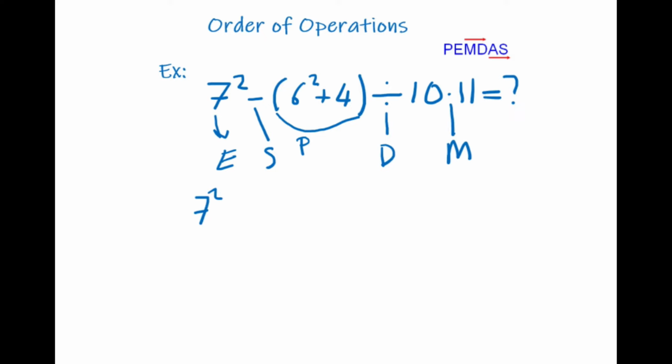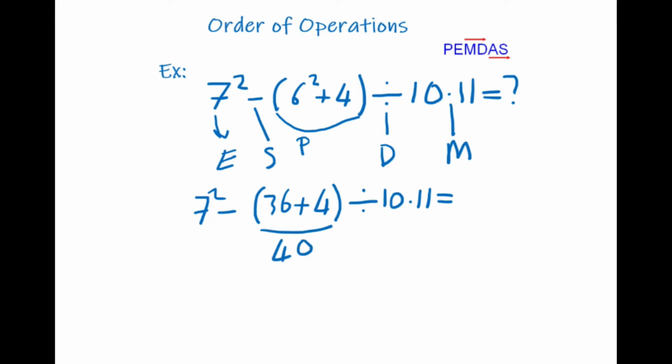I'll write the rest of the calculations as they are. So 7 square minus 6 square is what? 36 plus 4, I'm closing the parentheses, divided by 10 times 11 is equal to, again, if you add 4 to 36, you're gonna have 40 here. 40 minus 7 square divided by 10 times 11. And of course, you need to do the exponent. So 7 squared is what? 49. 49 minus 40 divided by 10 times 11.